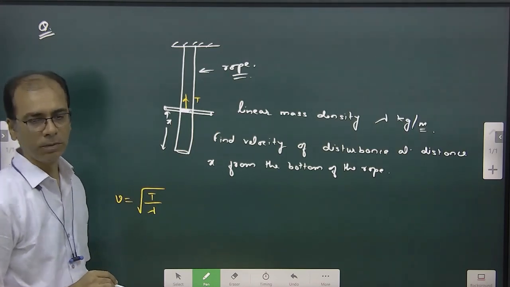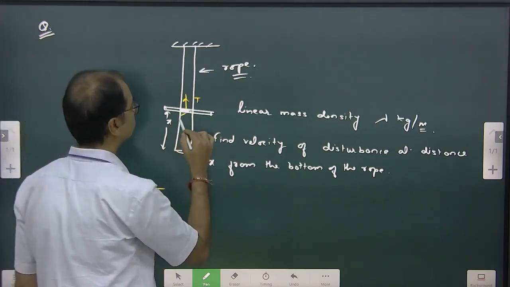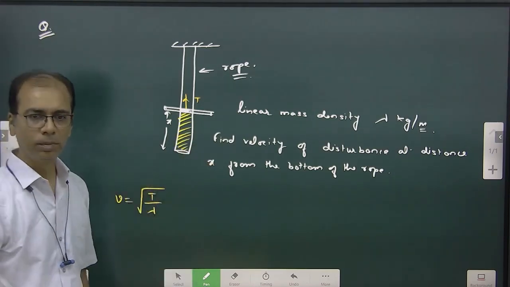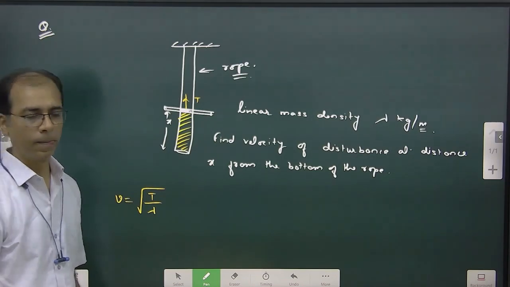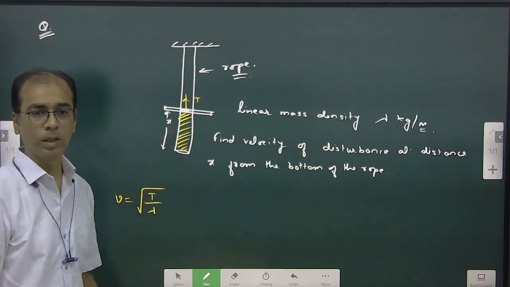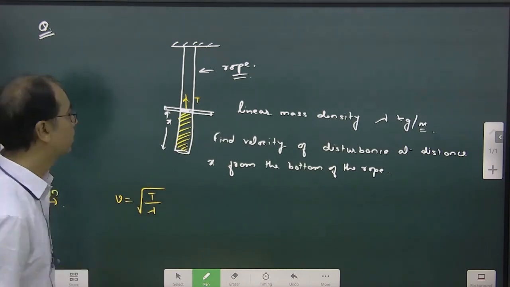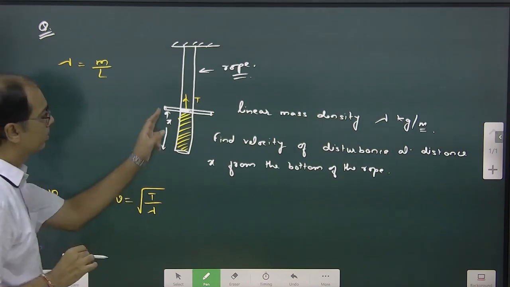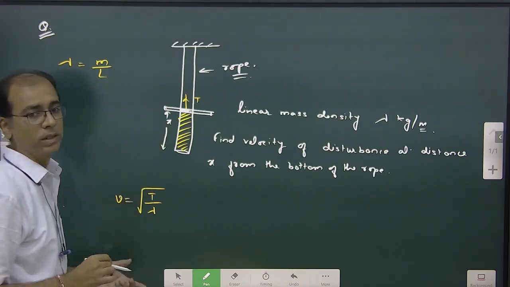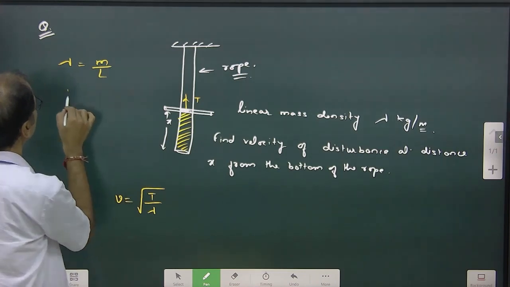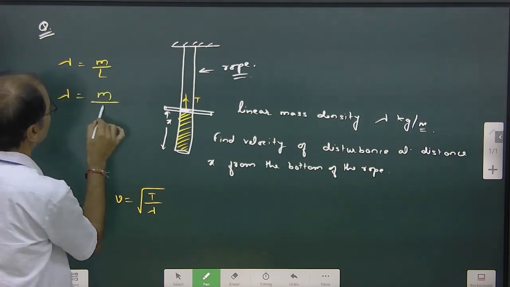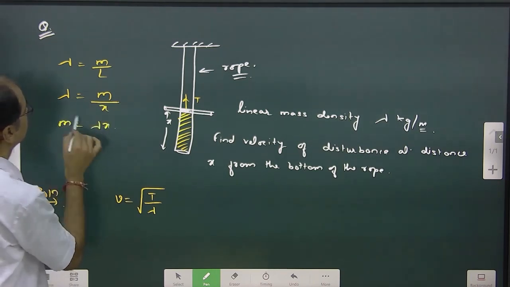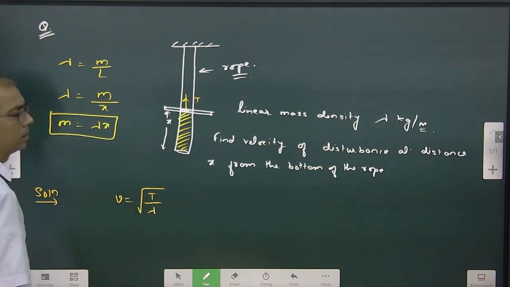Tension at this point is given by the weight of the below portion. Now what is the weight of the below portion? Mass of this portion into g. And what is the mass of this portion? Very simple. We know that lambda is equal to m by L. But here the length is x. So lambda equals mass by x. So the mass is lambda x. So this portion's mass is lambda x.